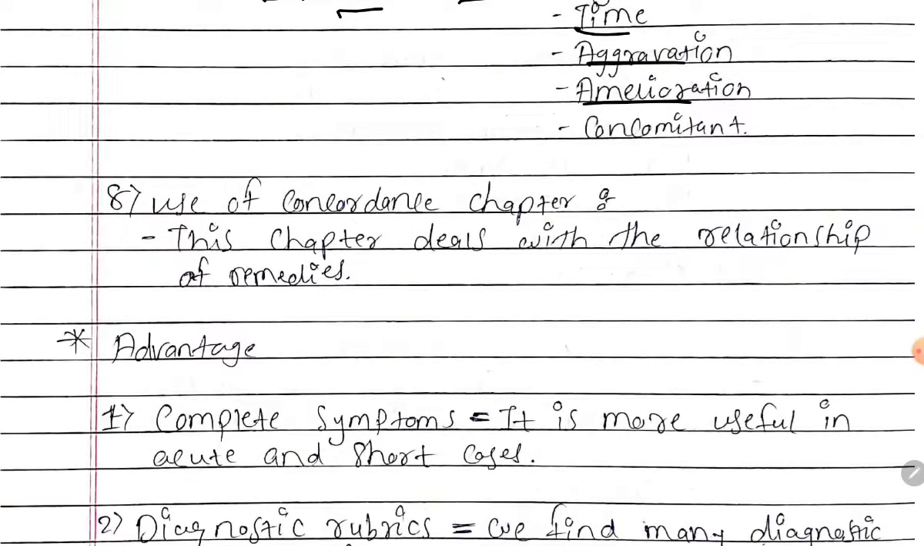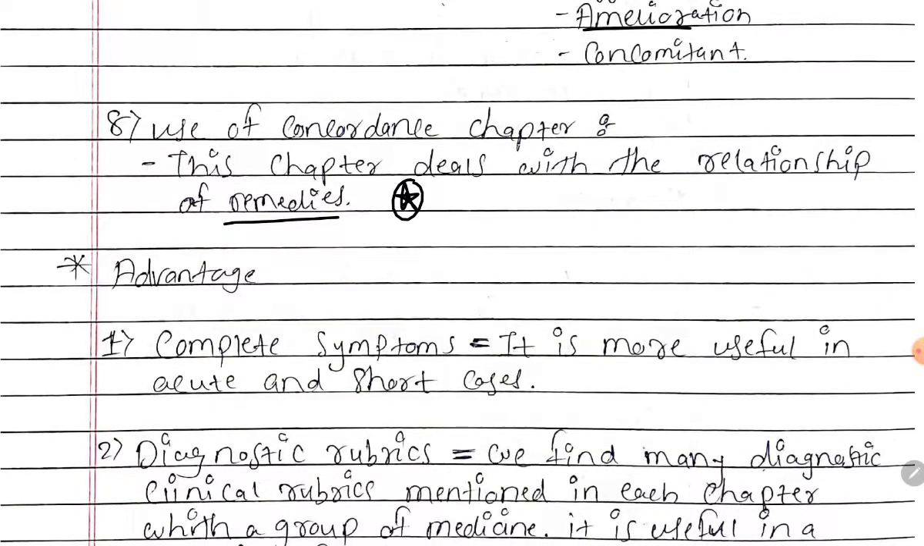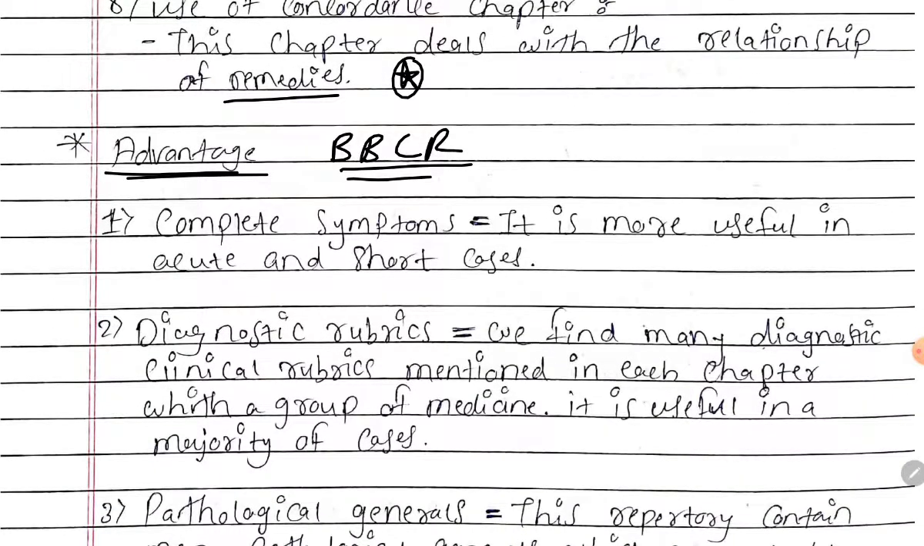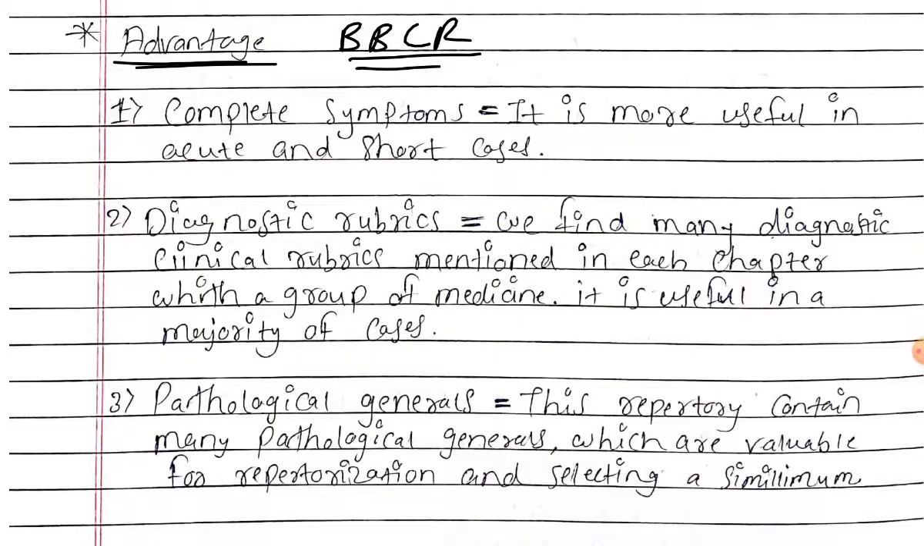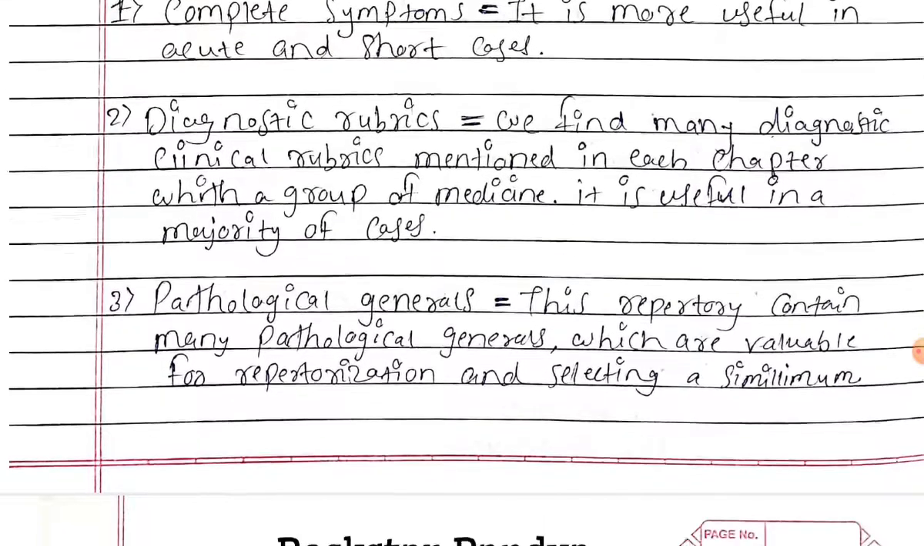Use of concordance chapter. This chapter deals with the relationship of remedies. Now, finally, we look into the advantages of BBCR. How this repertory can be useful to us. Complete symptoms. It is more useful in acute and short cases. Diagnostic rubrics. We find many diagnostic clinical rubrics mentioned in each chapter with a group of medicines. It is useful in a majority of cases.